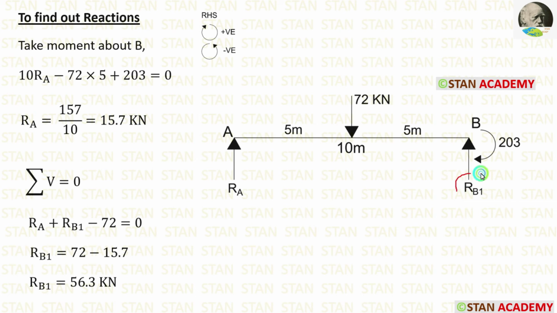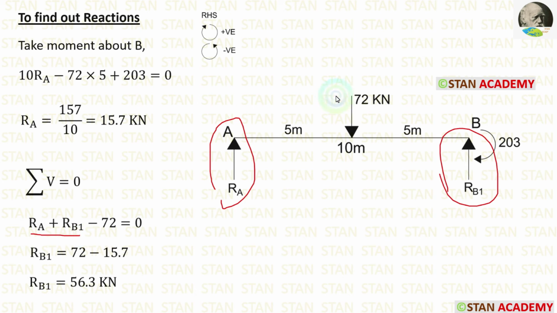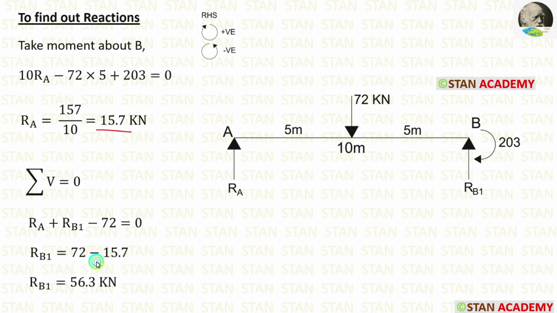To find out RB1, let us apply the rule. Summation of vertical forces is equal to 0. We are having three vertical forces, RA and RB1 are acting upwards, so they will be positive. The point load 72 kN is acting downwards, so it will be negative. RA we have already calculated, we can apply that. After calculation, we are getting RB1 is equal to 56.3 kN.